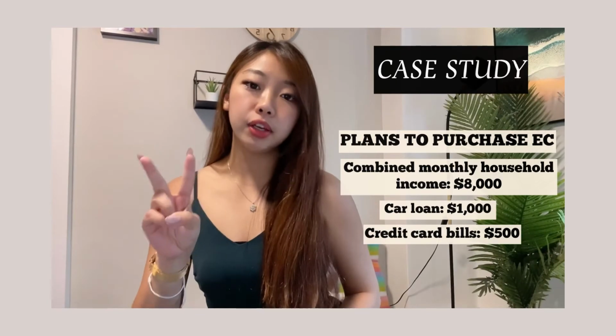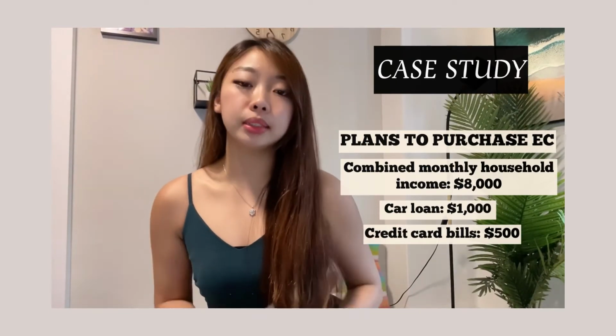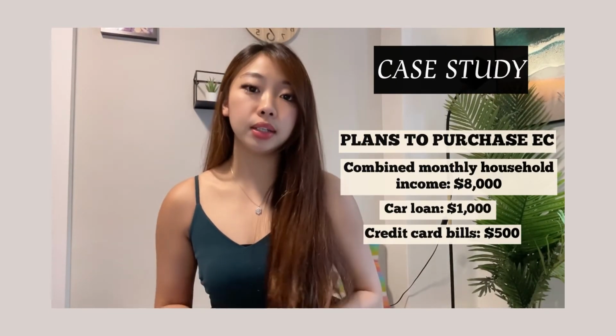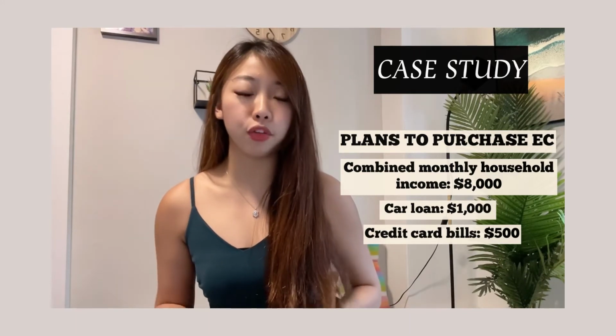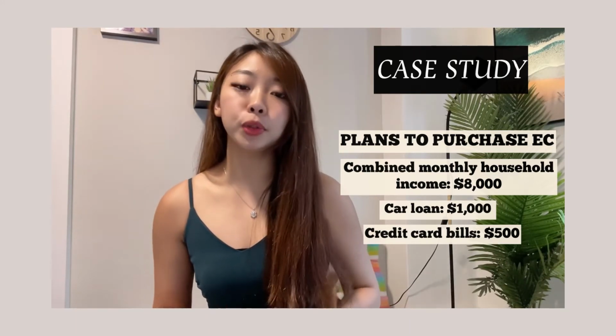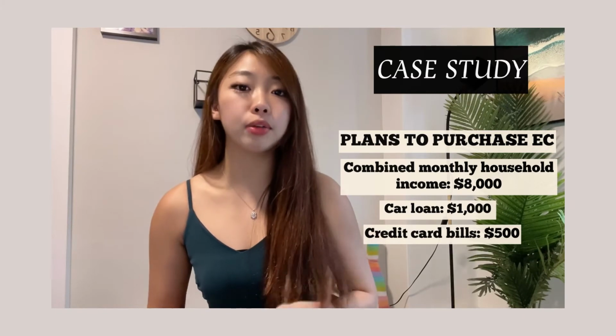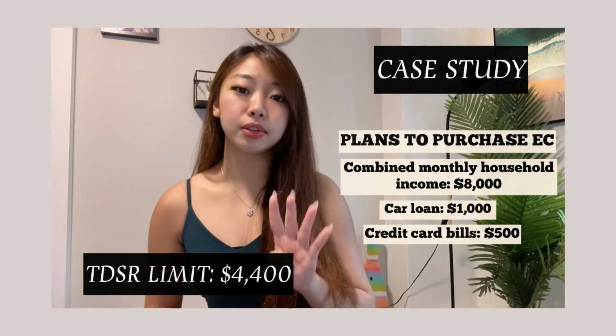The second criteria which you have to fulfill will be the total debt servicing ratio. Since the TDSR is capped at 55% of your monthly income, this means that your total monthly repayments inclusive of your housing payment cannot exceed $4,400. In this case, will your loan actually be approved? The answer is yes, because if you add up the MSR of $2,400 for your housing payment, plus $500 of your credit card bill and $1,000 of your car loan, the total only adds up to $3,900, and this is not exceeding the TDSR limit of $4,400.